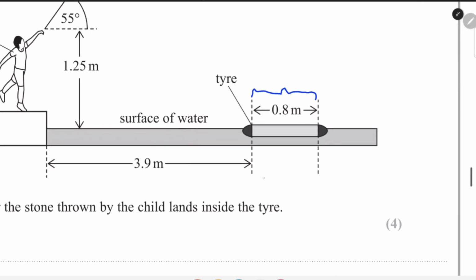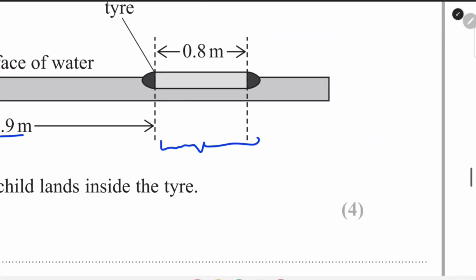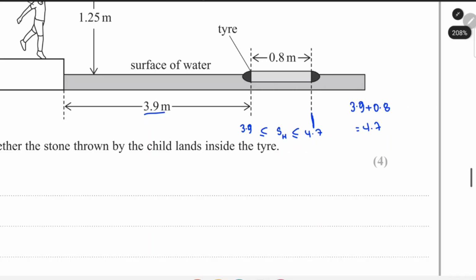In this region, the horizontal distance, so this part is horizontal, will be more than 3.9 meters. So this is 3.9 meters, and I want to find this over here. The ending point is 3.9 plus 0.8, which is 4.7 meters. So I want my S_H to be between 4.7 and 3.9. If that's the case, it lands in the tire, otherwise it doesn't.